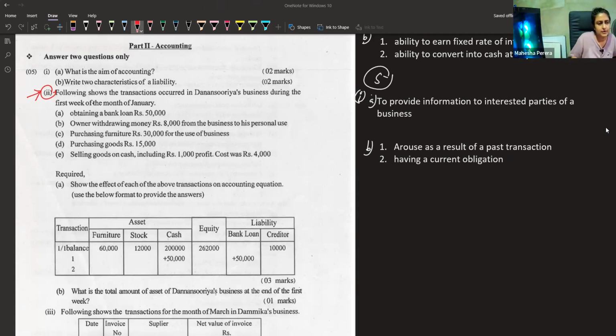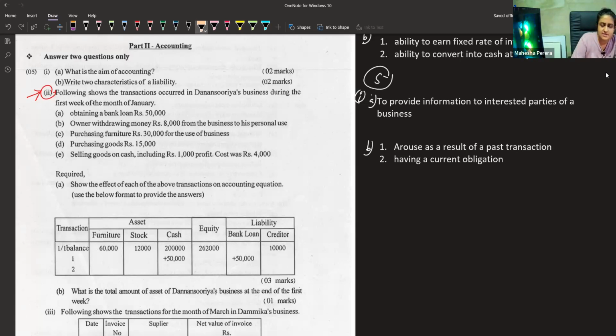I'll read it to you. This is a question where the accounting equation is normally tested, in question number 5. The accounting equation is a main area that comes as MCQs and case studies. Let's read this.